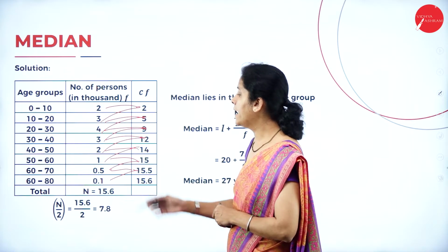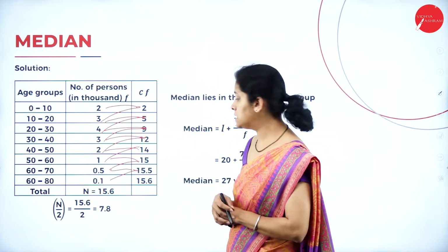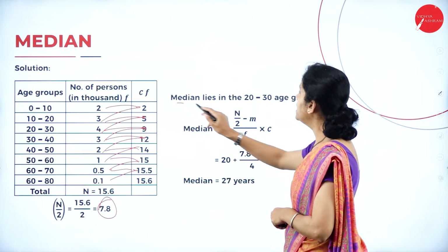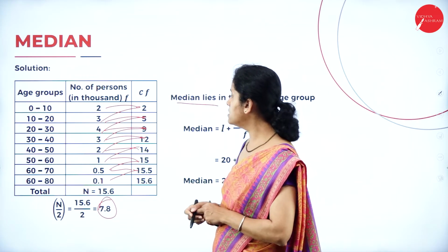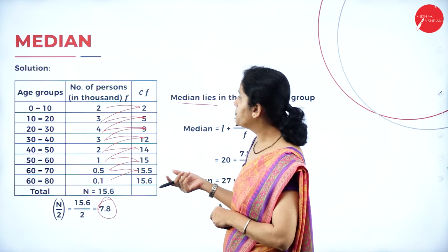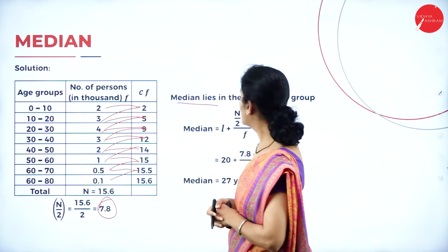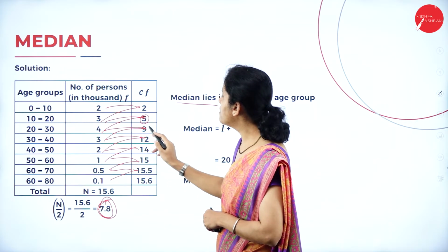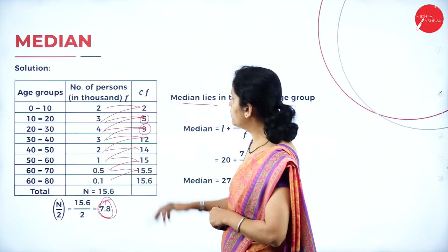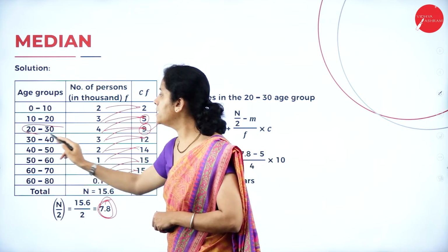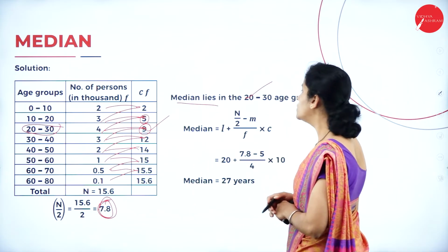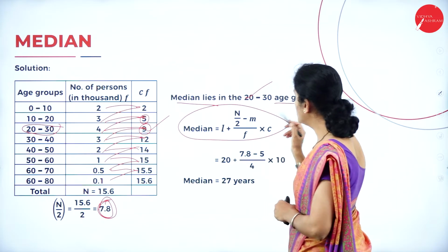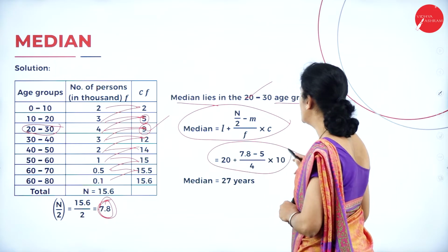So what is n by 2? That is 15.6 by 2. It is 7.8. Now, the median lies. So here, if I consider 7.8, okay, and where it comes, see 7.8, it is nearer to 5 and nearer to 9. So I'm going to consider 9. And what is the median class? That is 20 to 30 age group.